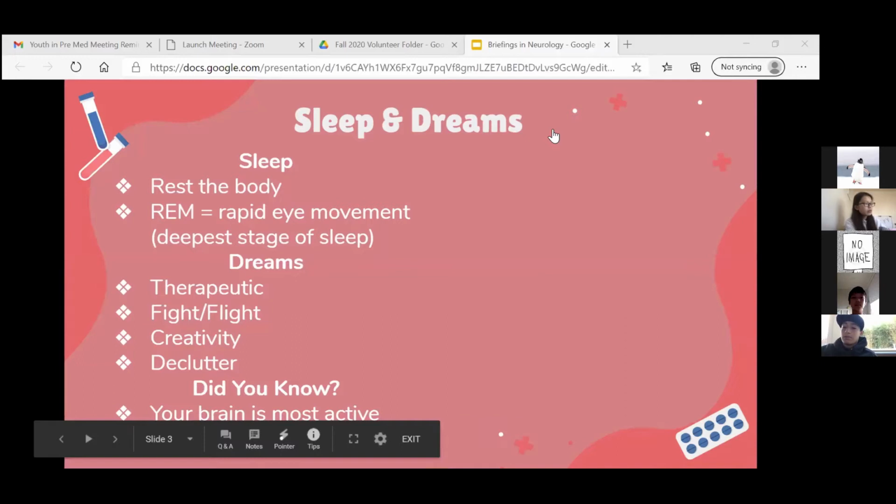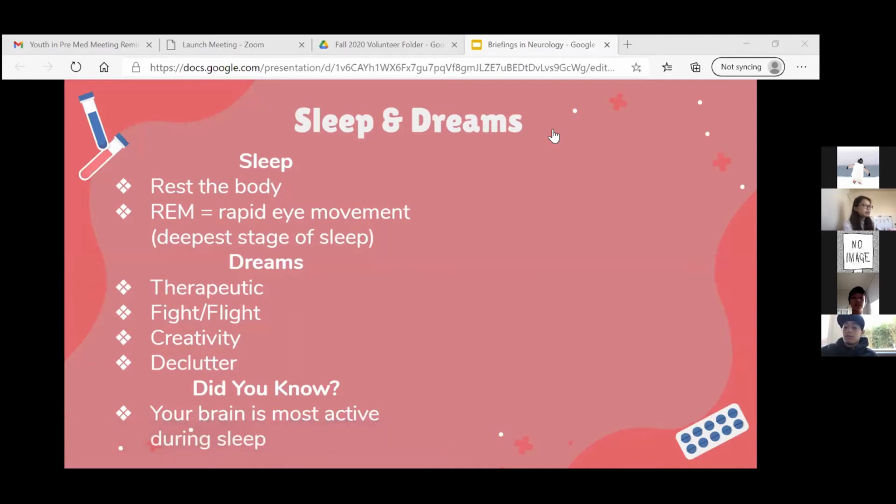So basically, we all know that we sleep during the night for about 7 to 9 hours because our bodies need to rest. And while we sleep, some of us have images, ideas, emotions, or sensations that occur involuntarily in our mind during certain stages of sleep, which we know as dreams. But have you ever wondered why we get these dreams and what determines what we dream about? Well, you'll get to learn about it now.